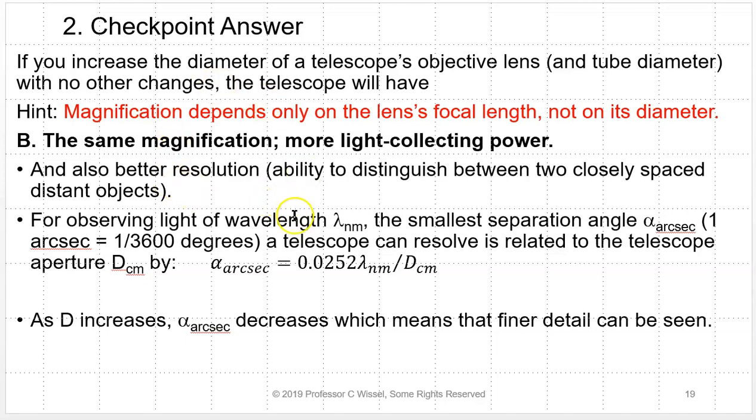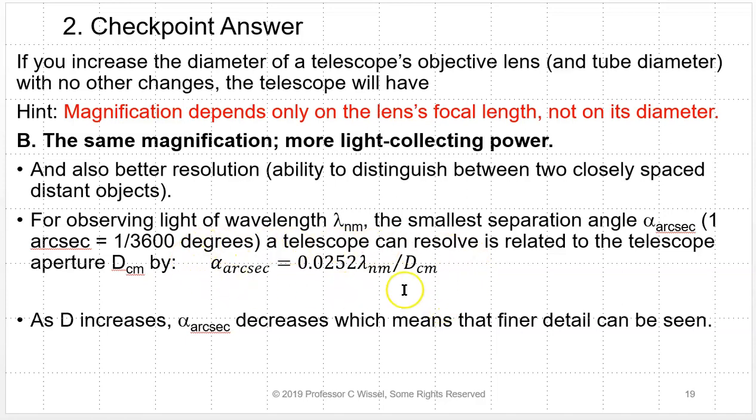For observing light of wavelength lambda in nanometers, the smallest separation angle in arc seconds that a telescope can resolve, where 1 arc second is 1/3600 of a degree, that's 60 times 60, 60 minutes per degree and 60 seconds per minute, or these would be arc minutes and arc seconds, is related to the telescope aperture d in centimeters by alpha in arc seconds equals 0.0252 lambda in nanometers divided by d in centimeters.